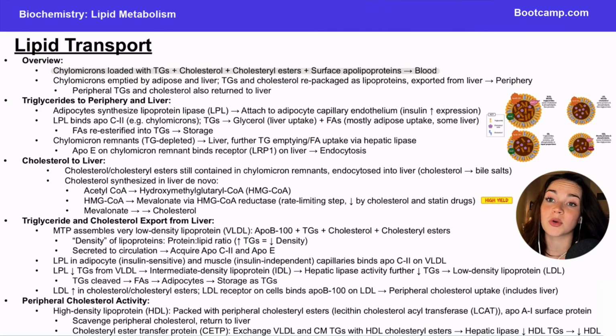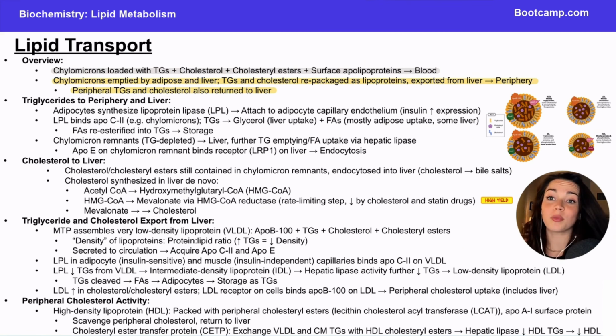Now in this video, we're going to pick up with those chylomicrons in the blood, and we're going to cover how they get emptied by the adipose tissue and the liver, and then how those triglycerides and the cholesterol and cholesterol esters all get repackaged in the liver into lipoproteins and sent out into the peripheral tissues where those lipids are needed throughout the body. And then we'll also talk a little bit about the return pathway where lipids from the peripheral tissues can get brought back to the liver.